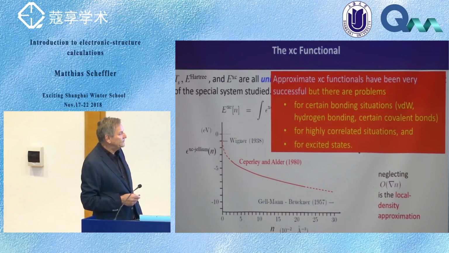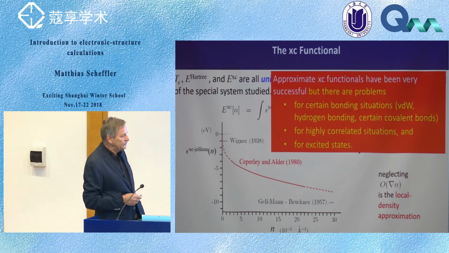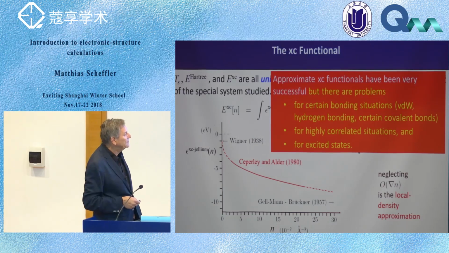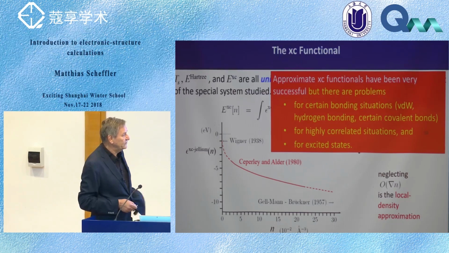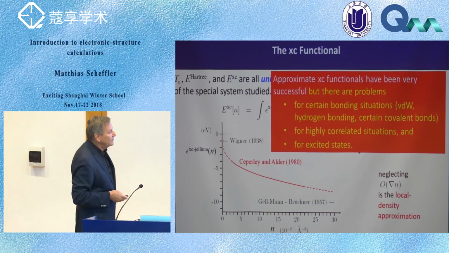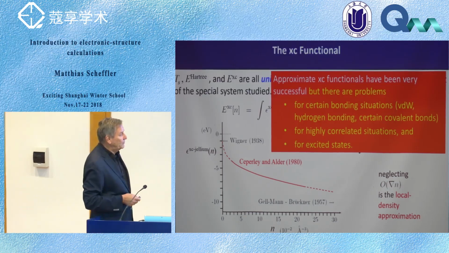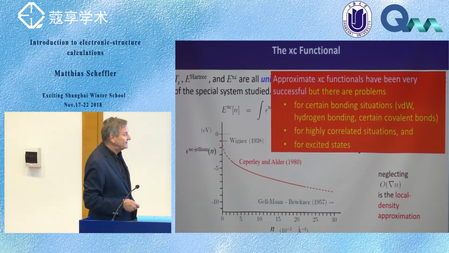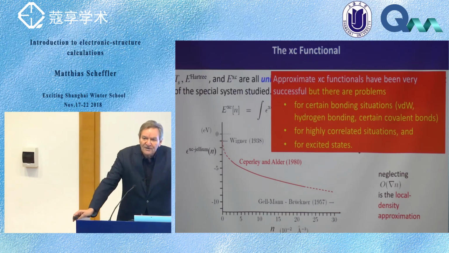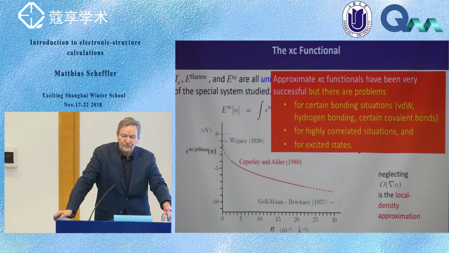Approximate functionals have been extremely useful. So you start very often with the local density approximation, but then you have corrections which are gradients. I say something in a moment. For certain bonding situations, van der Waals, hydrogen bonding, certain covalent systems, this is actually problematic. For highly correlated systems, it's certainly problematic. For excited states, in fact, the theory, the way it's done, is not really meant for excited states. So you should not be surprised that it doesn't work for excited states.